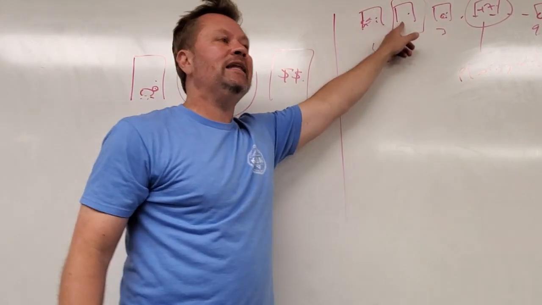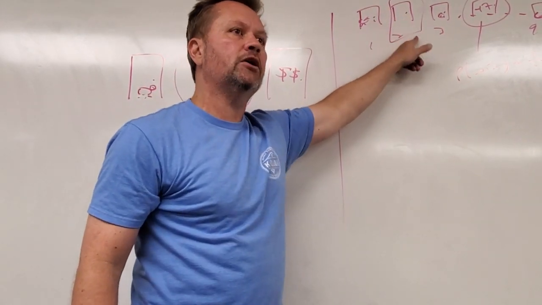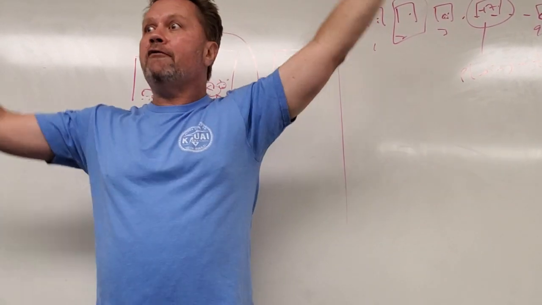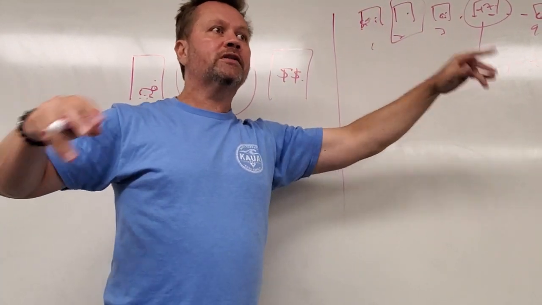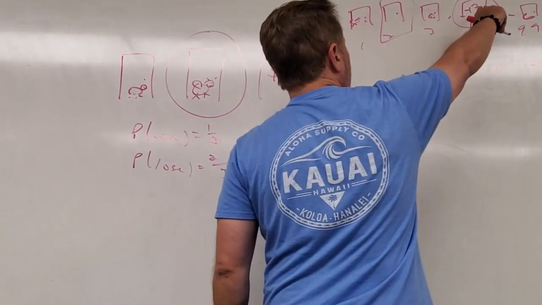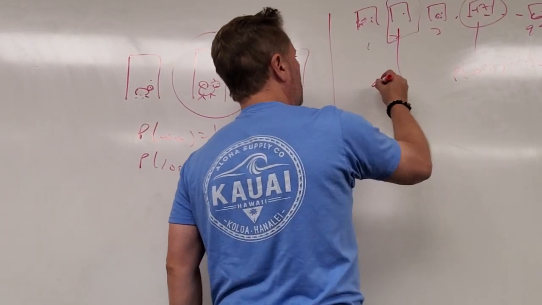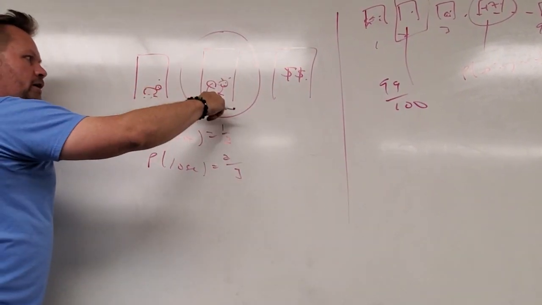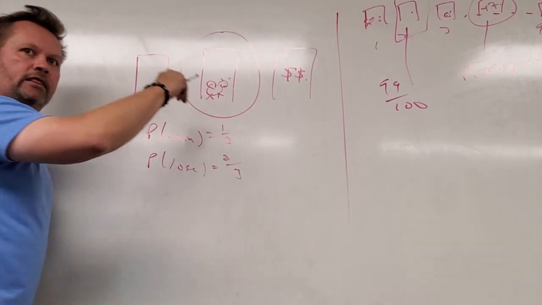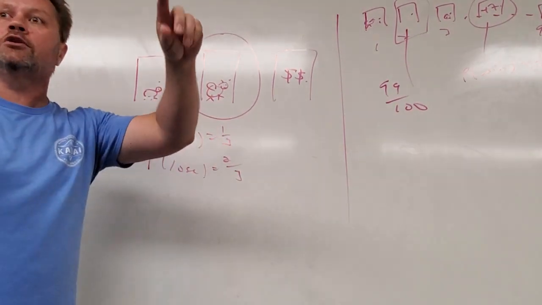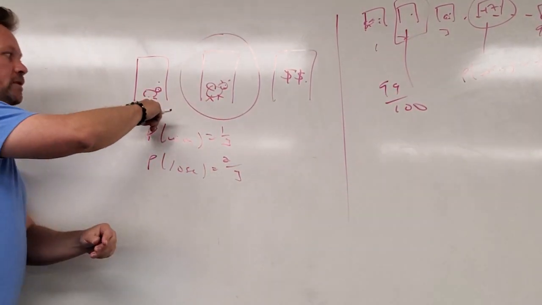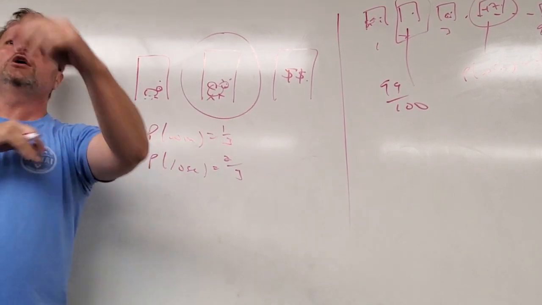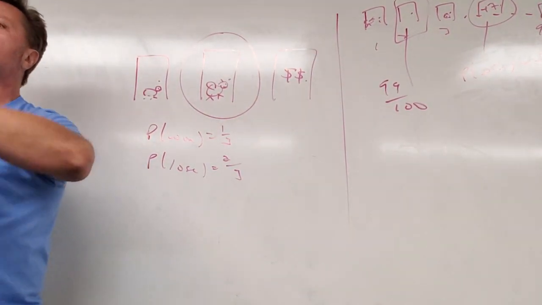There's still a 99 out of 100 chance the money is here. He knows everything. So when he opened all the other doors, it did not change the probability that the money is not here. It's still 99 out of 100. So here, there's a 1/3 chance you get it at the beginning, but there's a 2/3 chance you didn't. So when he opens the other door, there's a 2/3 chance. So if you change doors, you've doubled the probability you're going to win.